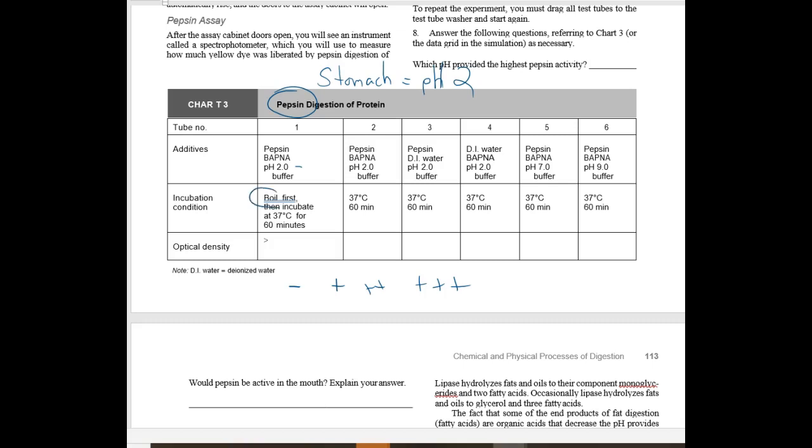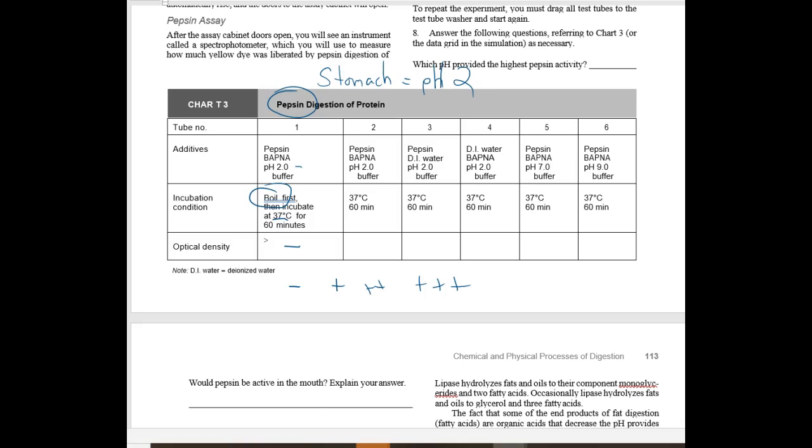However, we have boiled it for however long, a minute maybe, before incubating at 37 degrees. This, by the way, is human body temperature in Celsius, 37 degrees. So that's a good temperature for all human enzymes. So we got pepsin, BAPNA, pH 2. It should stay colorless, which means no optical density, because we denatured our pepsin, so it's not going to chew up any of the BAPNA.